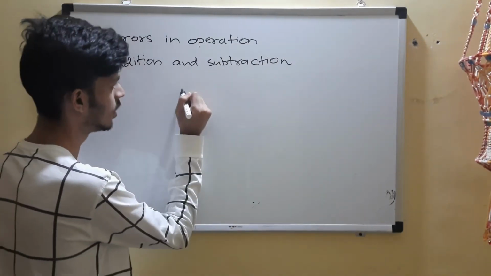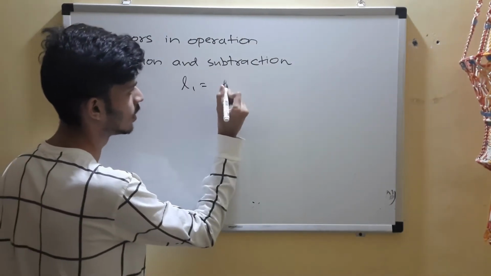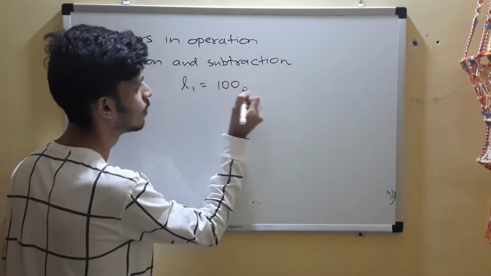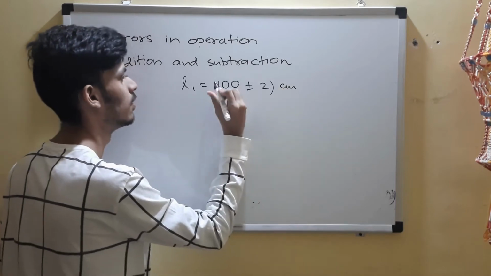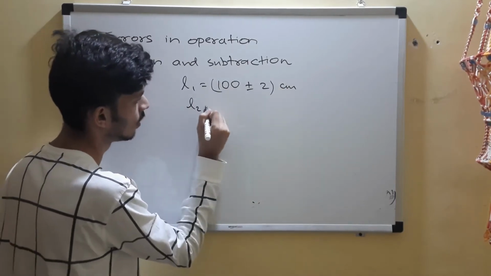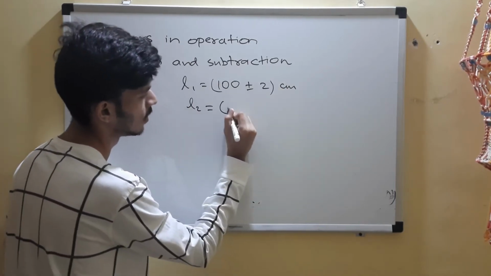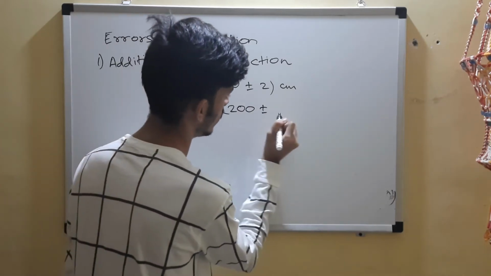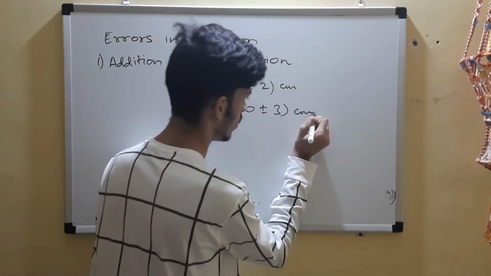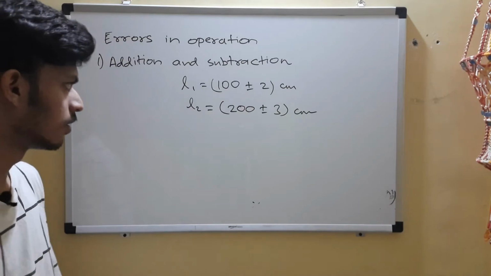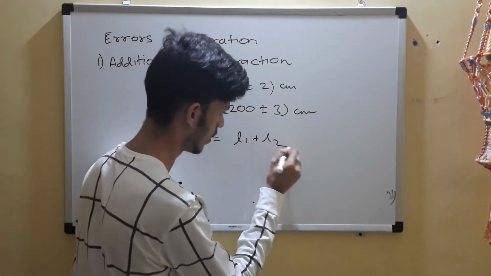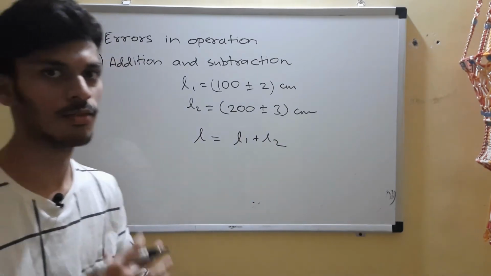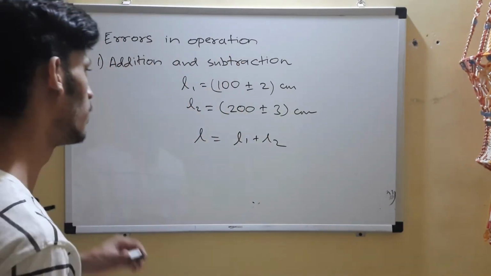So we measured two lengths. L1 we measured as 100 plus minus 2 centimeters. Okay, we measured something with error, and here also we measured 200 plus minus 3 centimeters. So you have to tell what L is. L is this thing, but you have to express it in the form of error and use the previous knowledge.